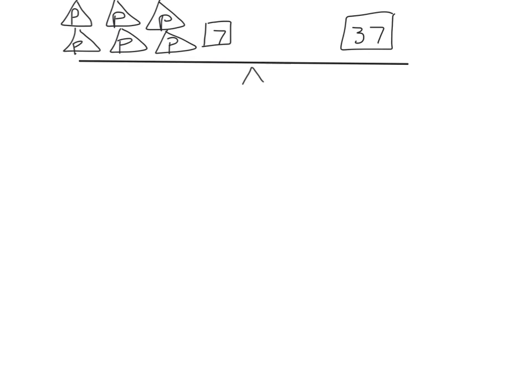In this one, on the left side over here, I have 6 letter P's. So that would be 6 times P, and then I have an extra 7 here, so plus 7, and then here's my middle, my balance, has to equal 37.